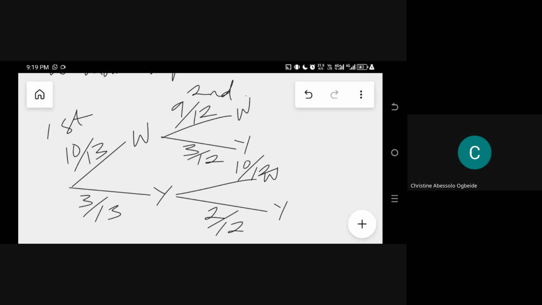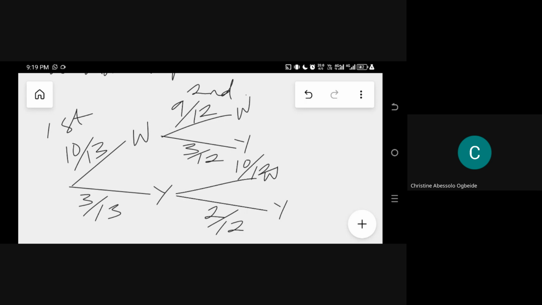If you're told probability that one is white, the other is yellow. Probability that one is white, the other is yellow. In that case, you have to say it is white and yellow or yellow and white. White and yellow, that's 10 over 13 times 3 over 12, or which means plus yellow and white, which will be 3 over 13 times 10 over 12. That's when you're told that one is white, the other is yellow.